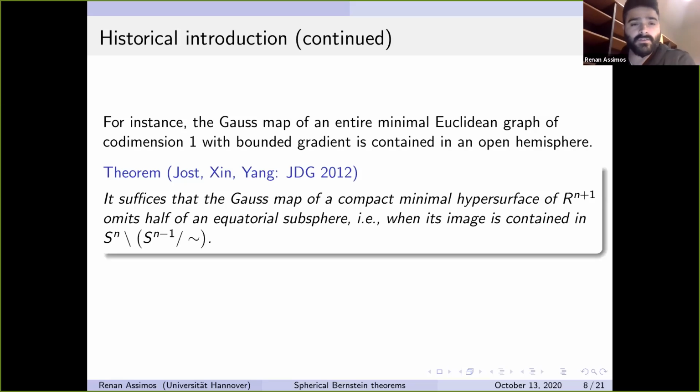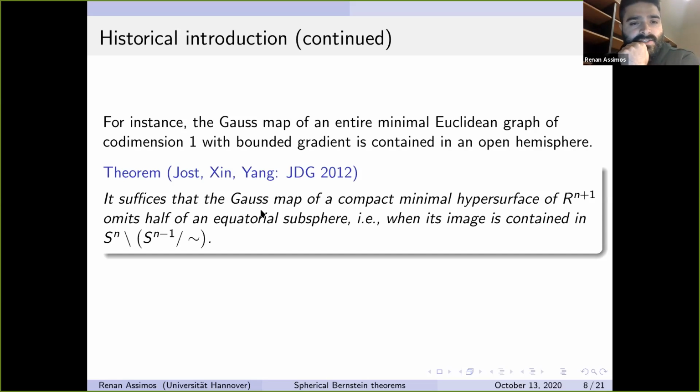Okay, so one comment is that there is a theorem by Jost, Xin, and Yang, and this is a result of JDG 2012, if I'm not wrong, that says that, okay, here for Moser's result, we assume that if our Gauss image is contained in an open hemisphere, then our Gauss map is constant, okay? And this is essentially because this is a convex set, so it admits a strictly convex function, and then we can use some maximum principle to get that the Gauss map is going to be constant if it takes values in such a set.